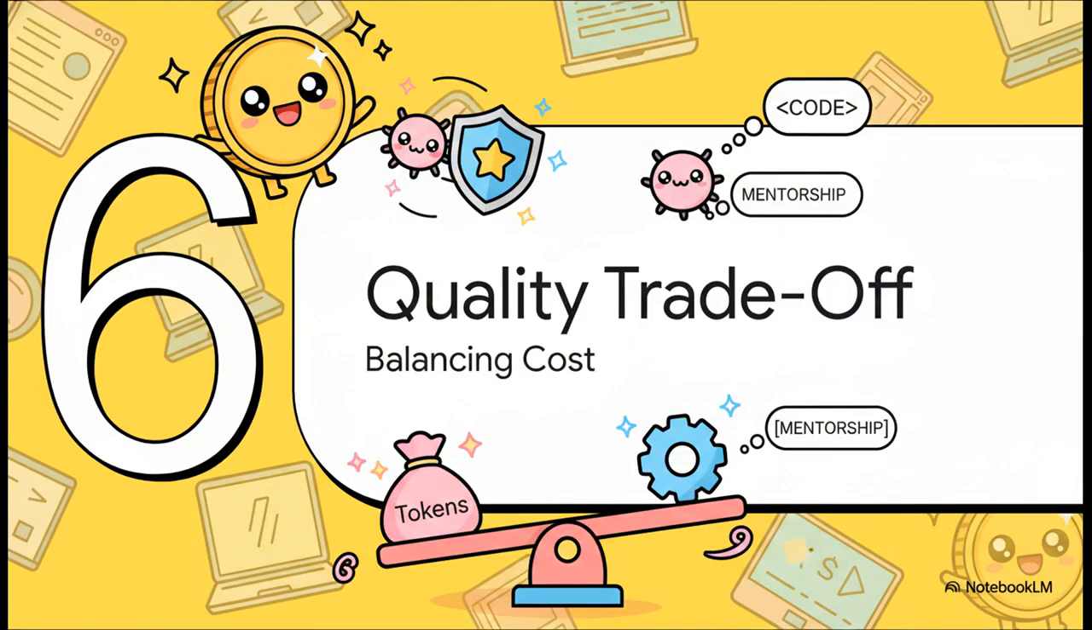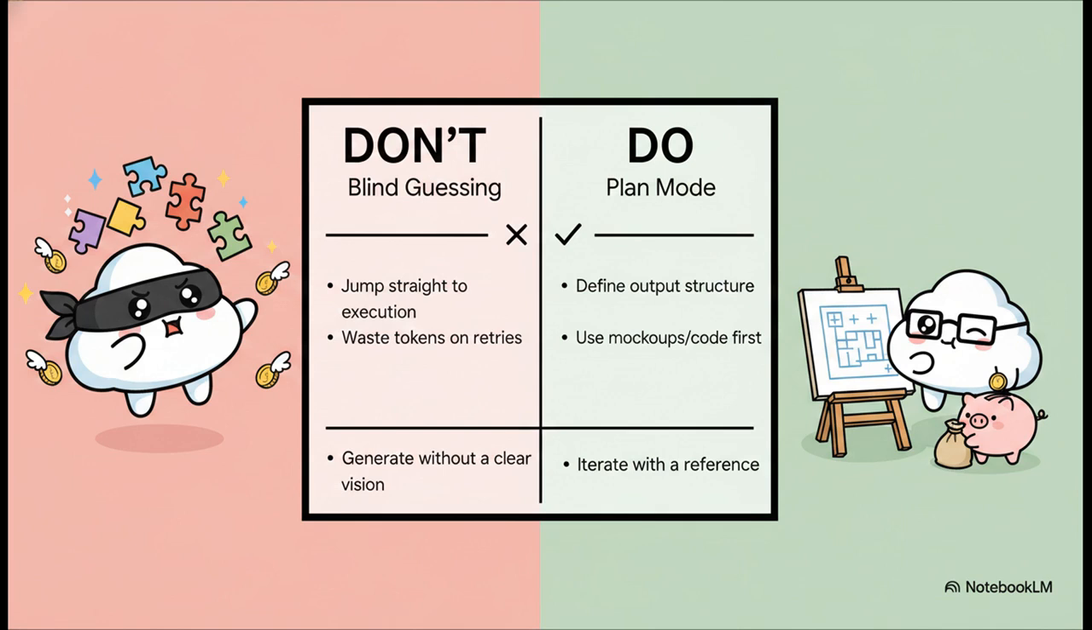And finally, Section 6, the quality trade-off. This is where we bring all this mentorship advice together. Because saving tokens is fantastic, but development efficiency is really about balancing that cost against the actual quality of the software you're shipping. So here is the crucial rule before you even type a command.